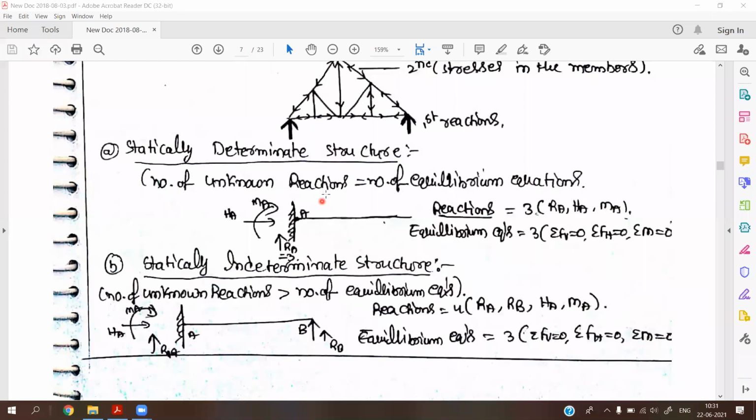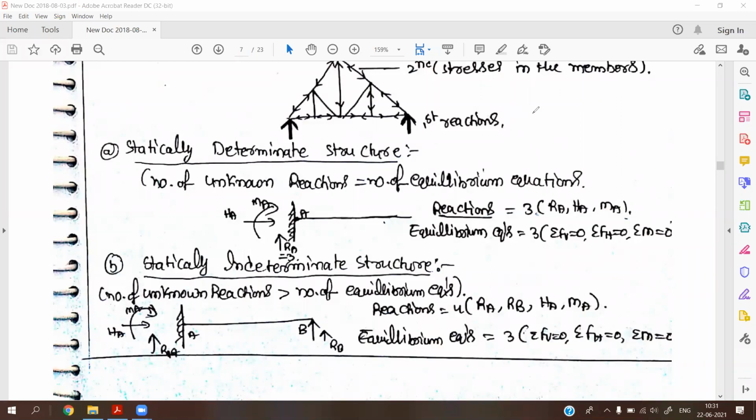If the number of unknown reactions is equal to the number of equilibrium equations alone, then the type of structure is a determinate structure. Otherwise, that is an indeterminate structure. That is, if the number of unknown reactions is more compared to the available number of equilibrium equations, then the type of structure is known as an indeterminate structure.